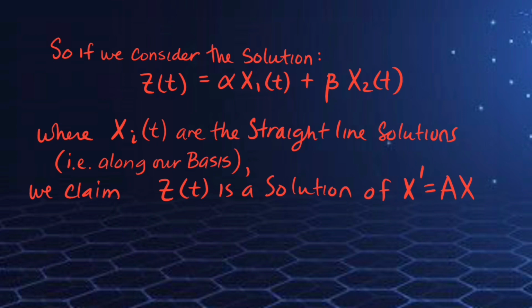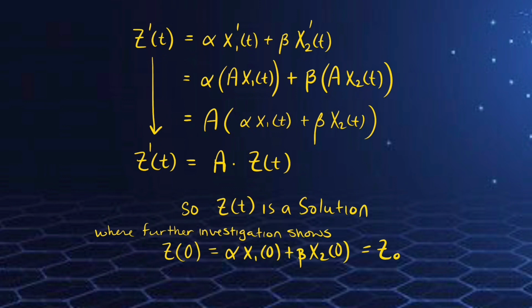So consider if we have the solution z of t equals alpha x1 of t plus beta x2 of t, where the x sub i's are the straight line solutions, then we can claim that z of t is a solution of our linear system x prime equals A x. That is, any superposition of the two solutions is also a solution. And by differentiating z here, we find that z prime is in fact equal to A times z, so that z of t is in fact a solution, and further investigation will show that z of 0 is z sub 0. So we get the initial condition satisfied.